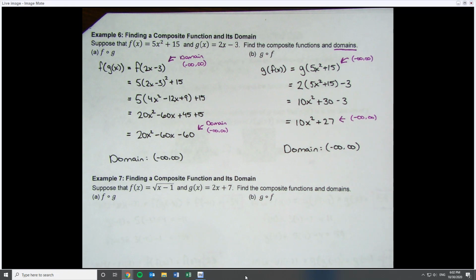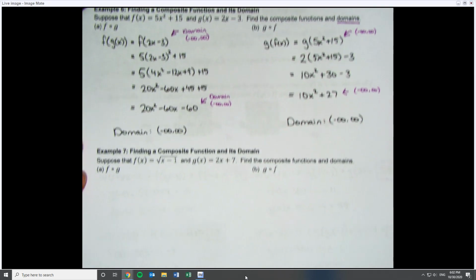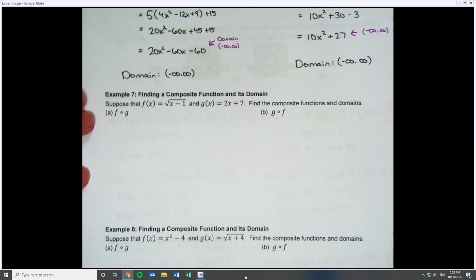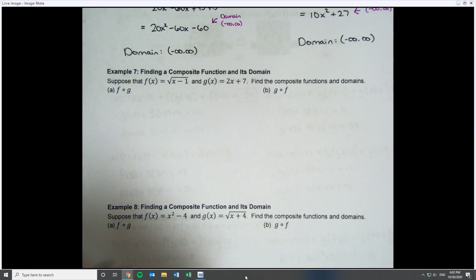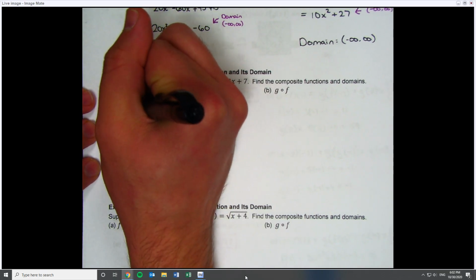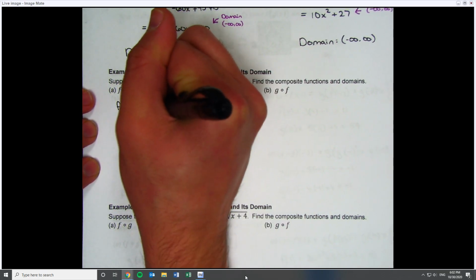Now at this point, you're probably wondering, well, is it always going to be negative infinity to positive infinity? Answer is no, it will not. And we got an example to show you that. All right, so coming down to this next one, I'm going to start the same way. This is going to be f of g of x.